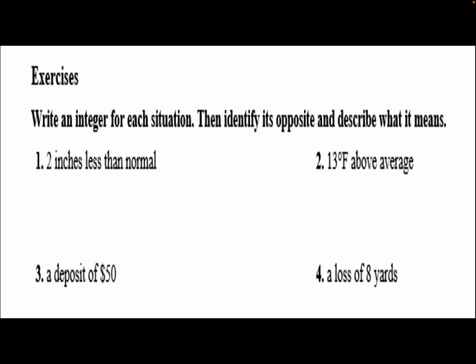So, write an integer for each situation, then identify its opposite. 2 inches less than normal would be -2. The opposite of it would be +2. And then we would say something like 2 inches more than normal. 13 degrees above average would be just 13 or +13. The opposite would be -13. And then we could say 13 degrees Fahrenheit below average.